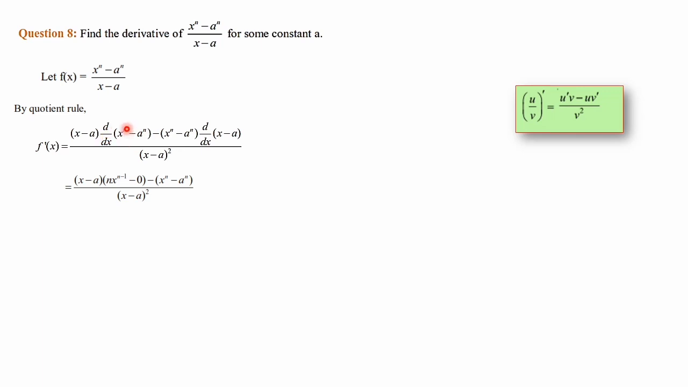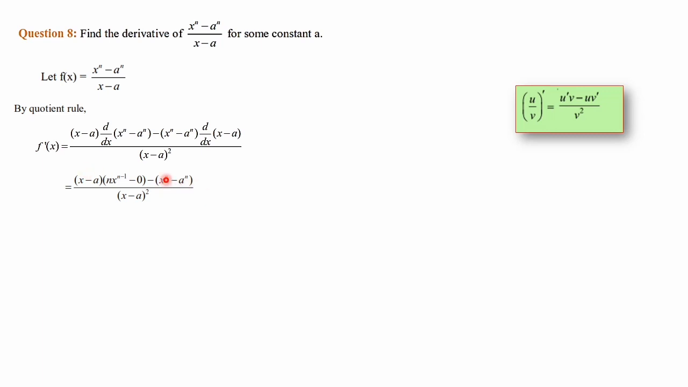This is a direct formula: d by dx of x power n is n into x power n minus 1. Then d by dx of a constant is 0. Minus (x power n minus a power n) into d by dx of (x minus a). By using algebra of derivatives, d by dx of x we have learned is 1, then d by dx of minus a, a constant, is 0. So 1 minus 0 is 1, and when you multiply with this quantity, the same term comes, x power n minus a power n.